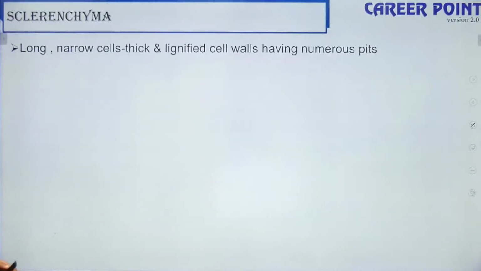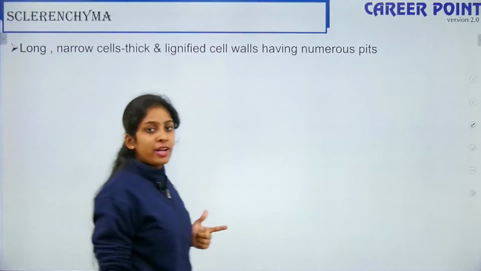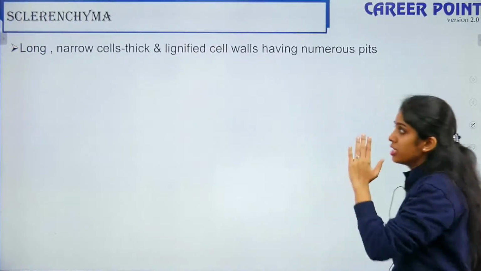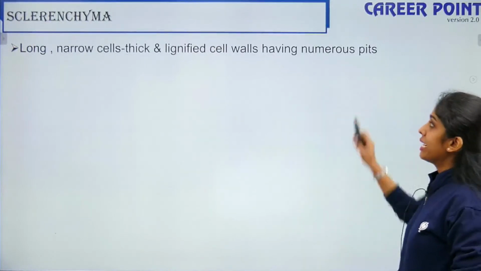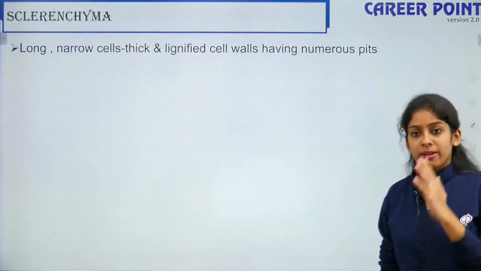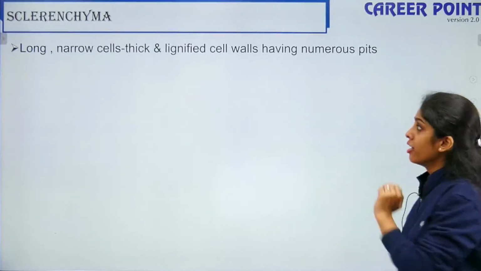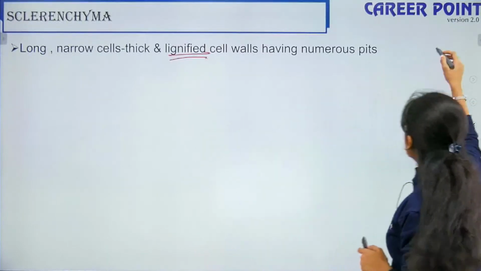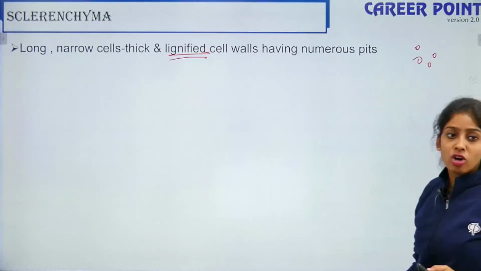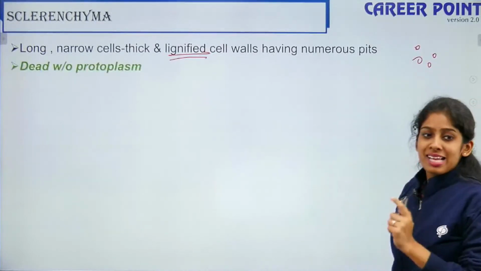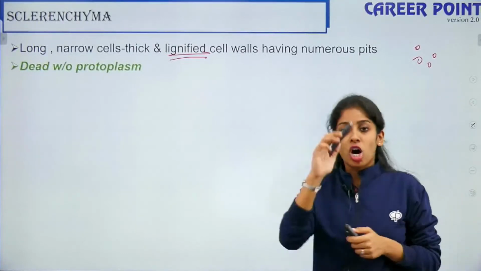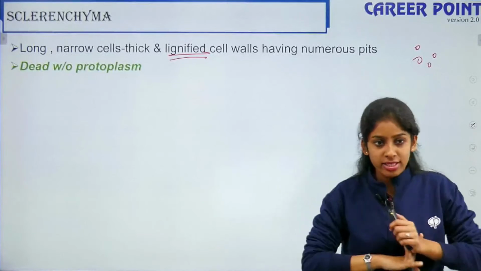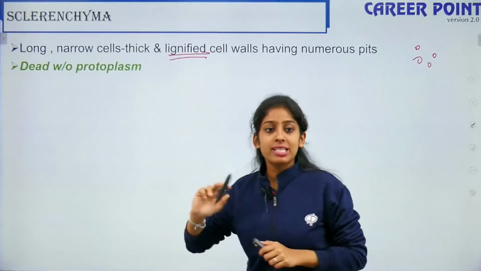All right? Fine. So the last type of your simple tissue is your sclerenchymatous tissue. They are long, narrow cells. Your parenchyma and collenchyma were round, oval cells, but these are long, narrow cells with thick and lignified cell walls. Lignified is due to the deposition of a substance called lignin. They have thick and lignified cell walls having numerous pits. Pits are small openings or spaces. Here the cells are dead without a protoplasm. Your collenchymatous cells and parenchymatous cells are live cells, whereas your sclerenchymatous cells are dead cells.